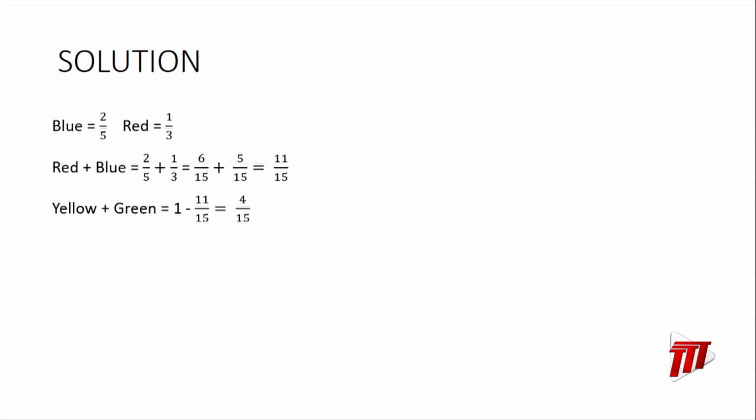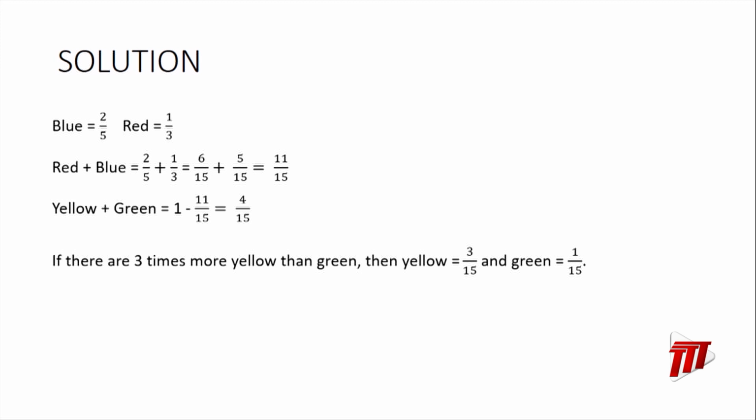Now, how many 15ths in a whole? A whole would have 15/15. 15/15 minus 11/15 would give us 4/15. So 4/15 of our beads would be yellow and green. We are told that there are 3 times more yellow than green. So if I have 4/15 and 3 times more would be yellow than green, then 3 out of these would be yellow and 1 would be green. So yellow would be 3/15, green would be 1/15.